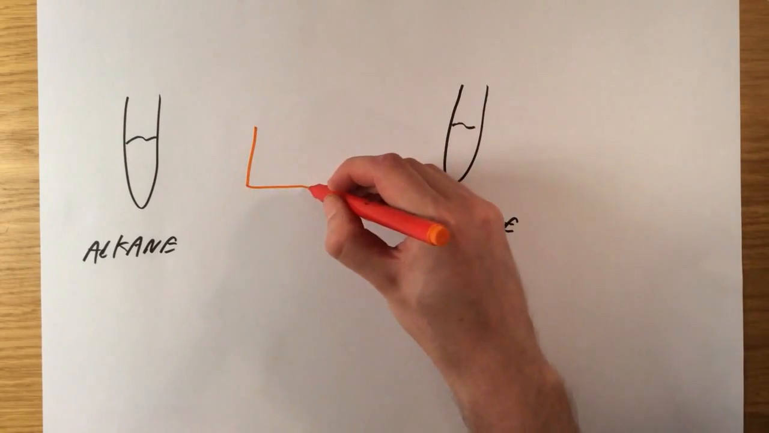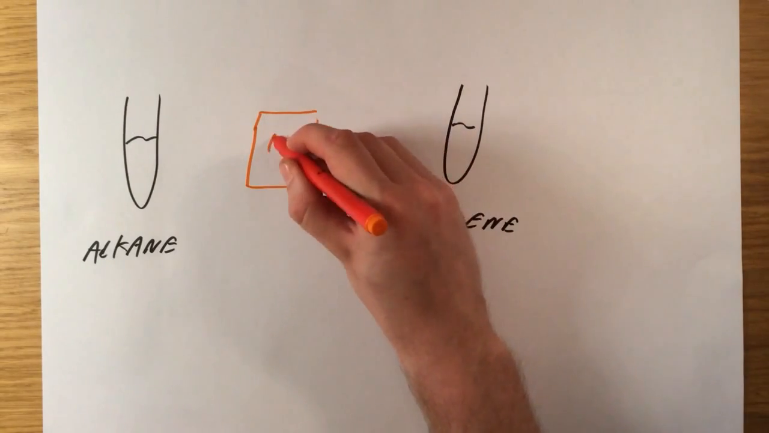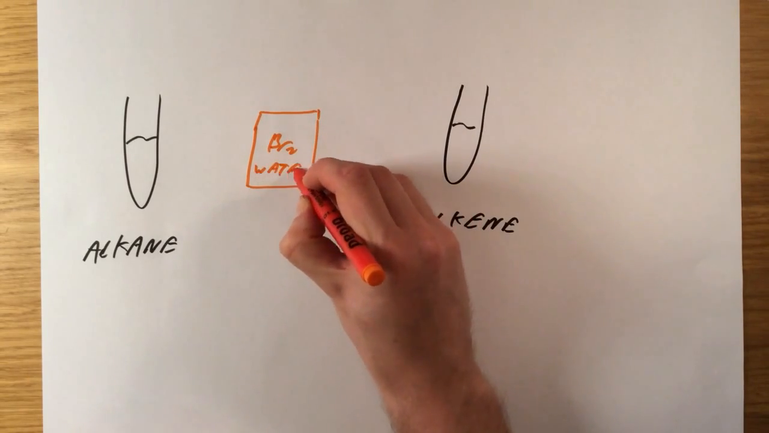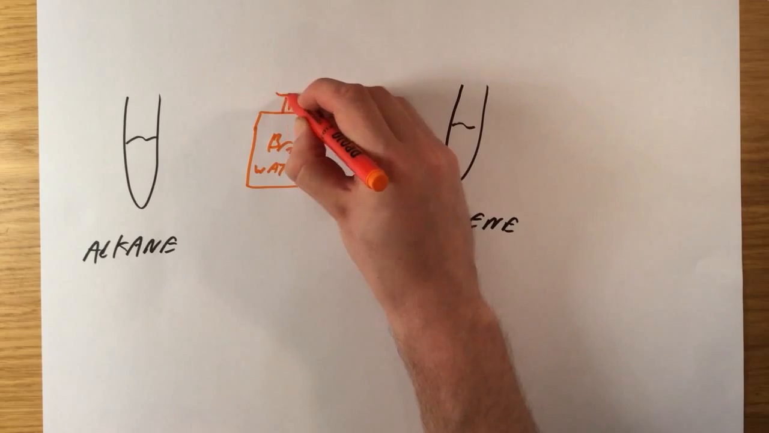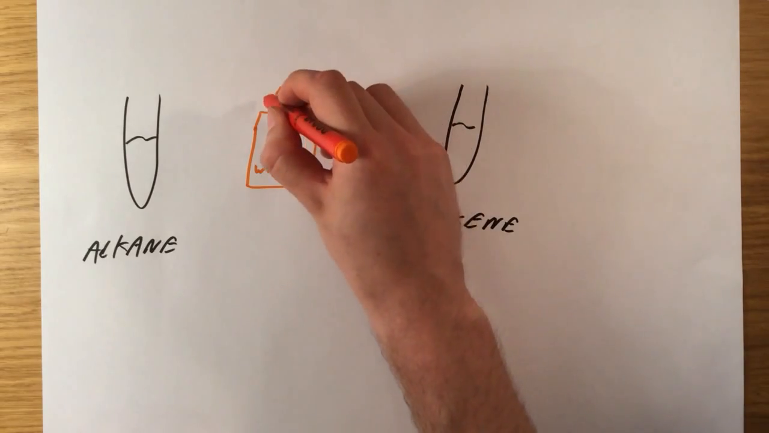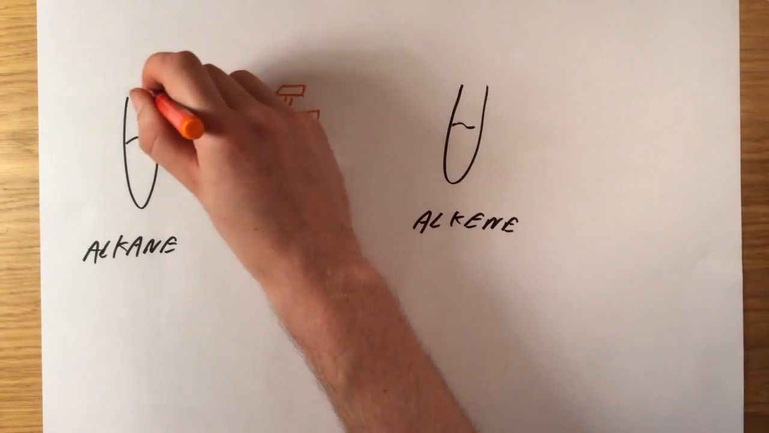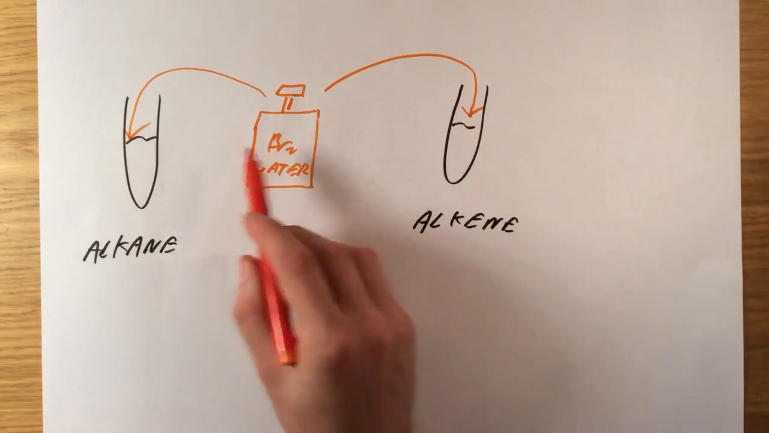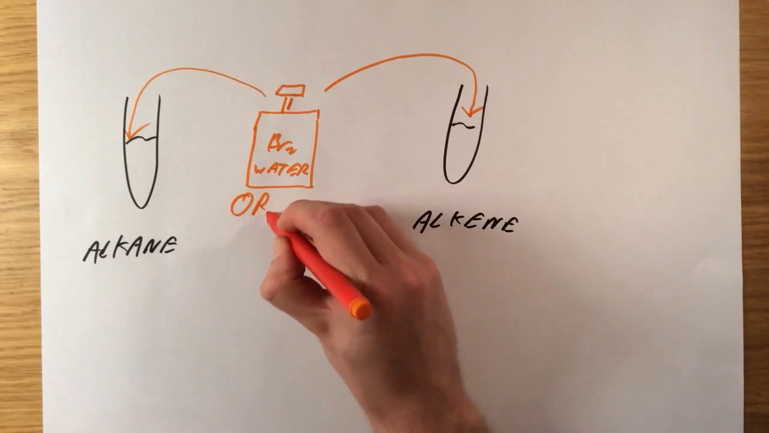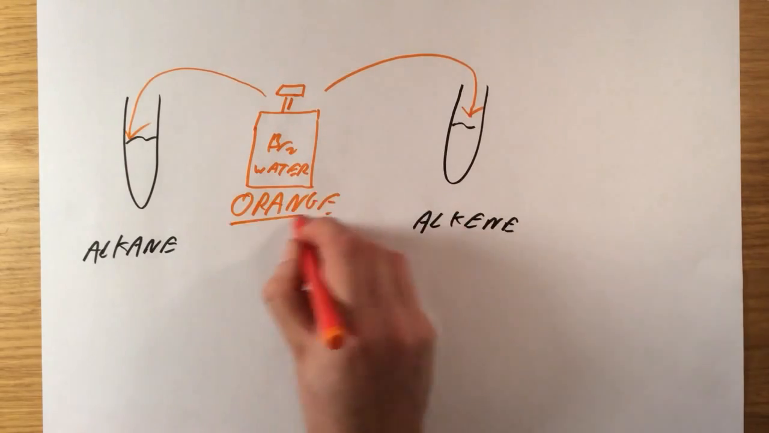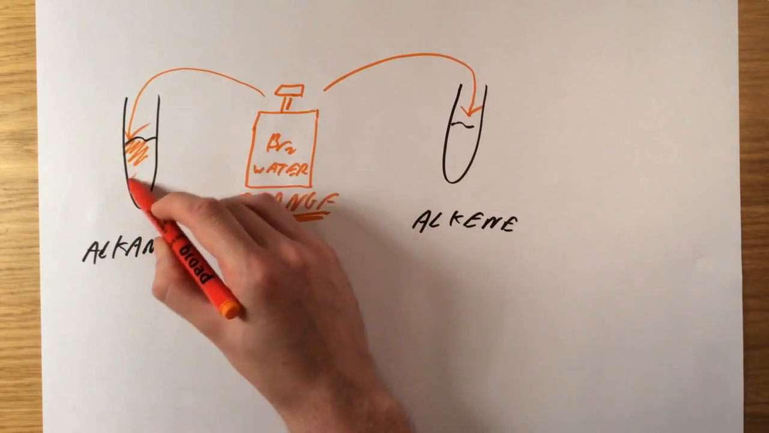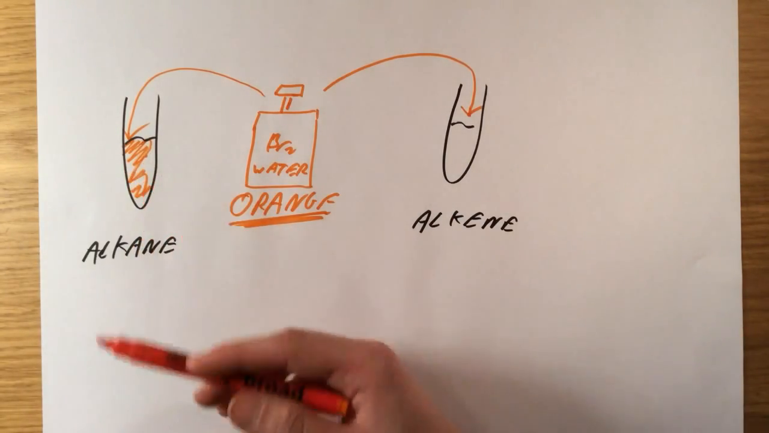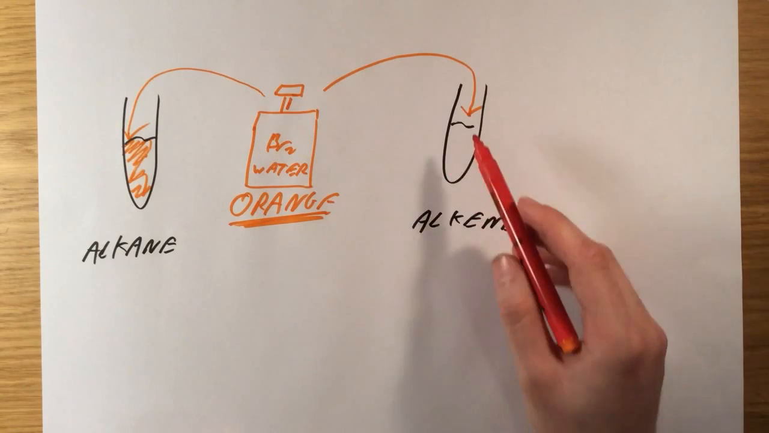And what we use is bromine water, which is just bromine gas dissolved in water. And you would simply add a few drops of bromine water to your alkane. You would add a few drops of bromine water to your alkene. And since the bromine water is orange, it will diffuse through both of the liquids and should, at least for a second or so, turn them orange.